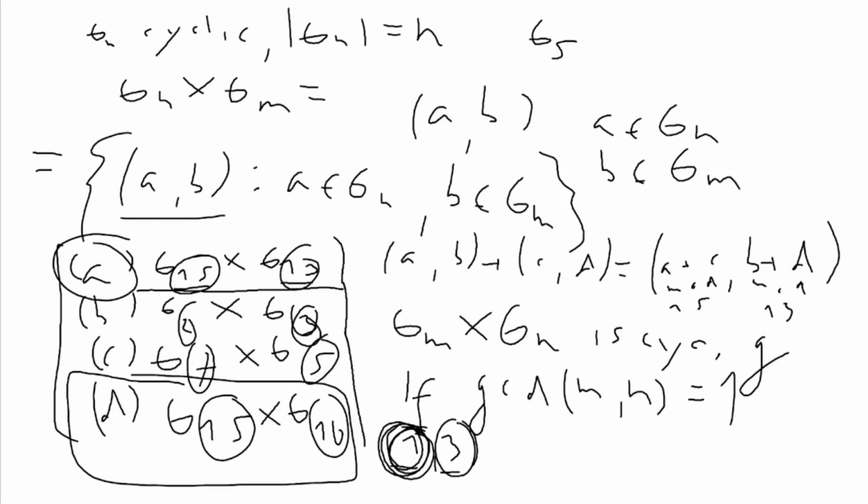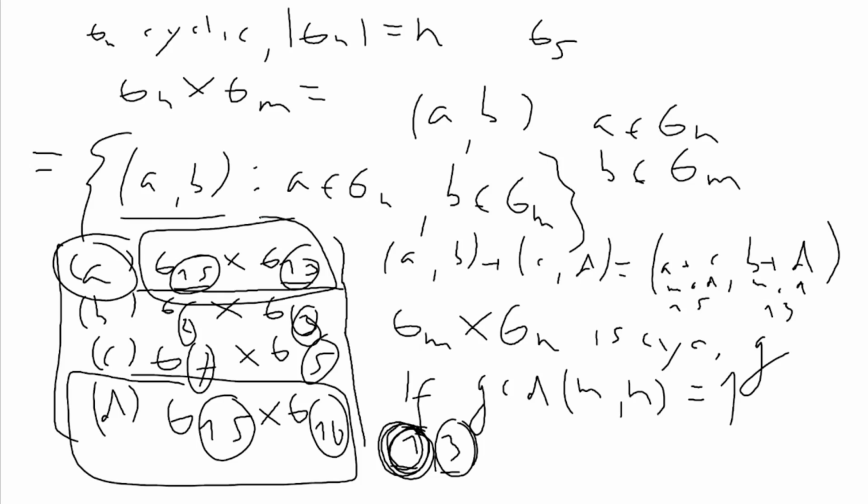Then you can count how many elements this group has. It's very simple to count the elements of this Cartesian product group. It's always the two numbers multiplied, 15 times 13 in this case, so it's 195 elements. Then we can subtract all the elements that contain a 0 in either entry, and when we subtract that from 195, we have the number of elements that are generators.